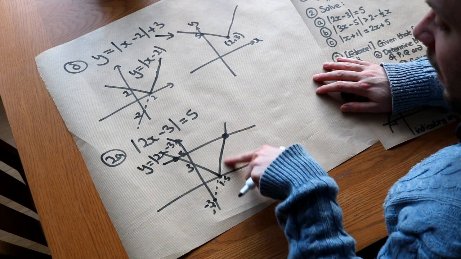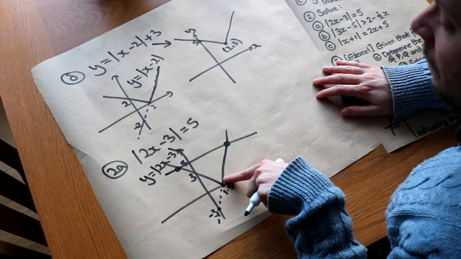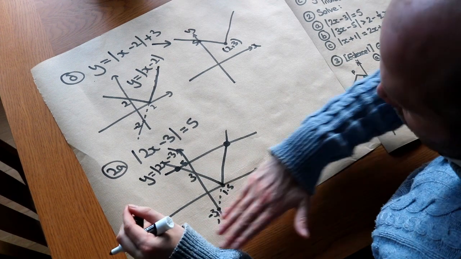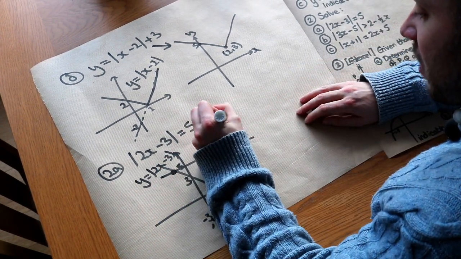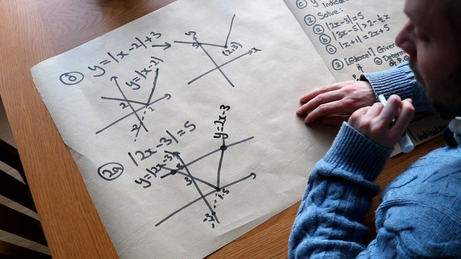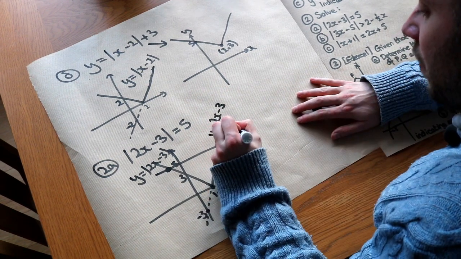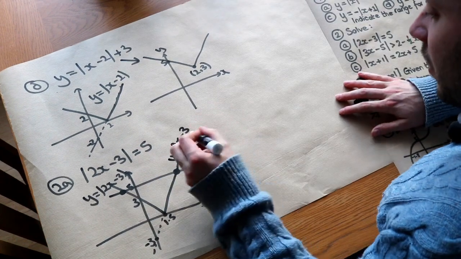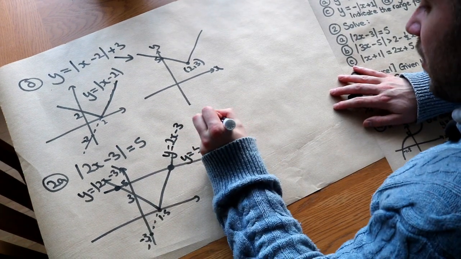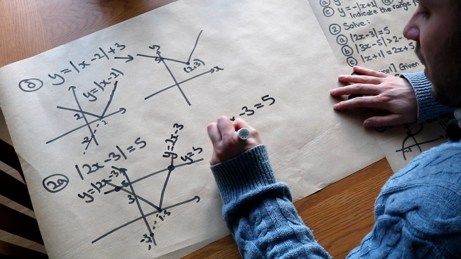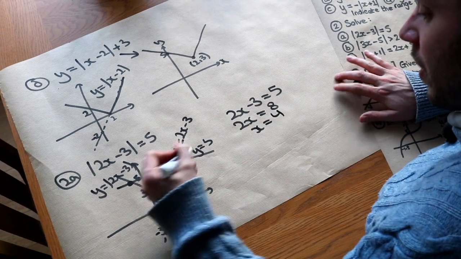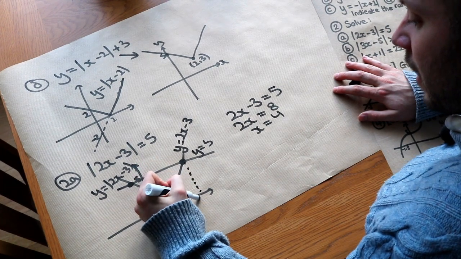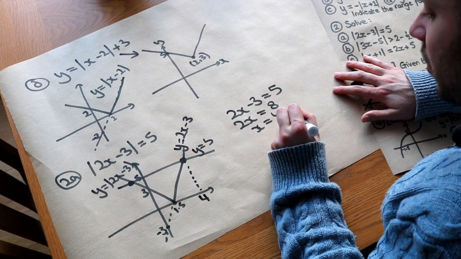Now this is the line y equals 2x minus 3 before it was reflected, because only this bit of the line was reflected up. So that equation there is y equals 2x minus 3 without being affected by the modulus function, and that is y equals 5. So we can just solve 2x minus 3 is equal to 5. If we quickly solve that, we get 2x equal to 8, so x is 4. So we can see that that x value there is 4. So that's one of the solutions to the equation.